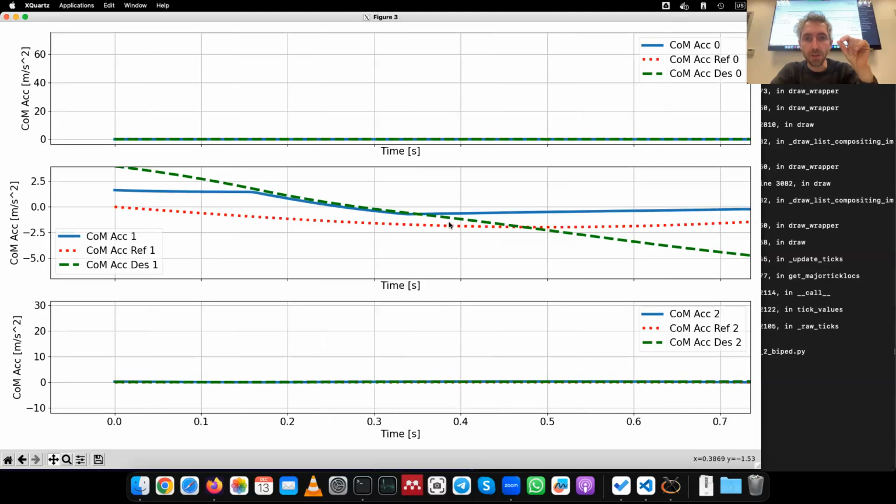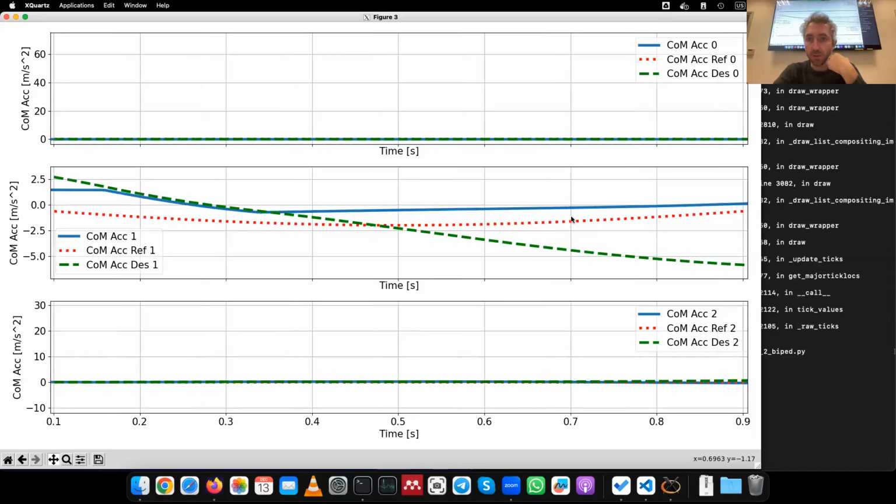And then what happens at this point is that the desired acceleration keeps increasing, but we cannot do that. So the real acceleration remains negative, but not as much as we would like. And this is what causes the divergence of the center of mass, because we are not able to decelerate as fast as we would like. So we can see that here, the desired acceleration keeps becoming more and more negative because we're asking it to stop, to decelerate, but the system is not able to decelerate as fast as we are asking it to do.